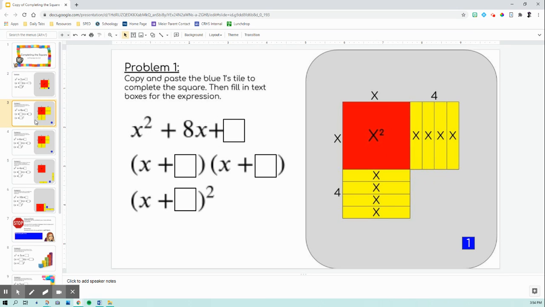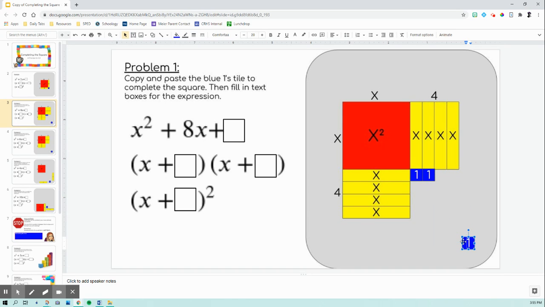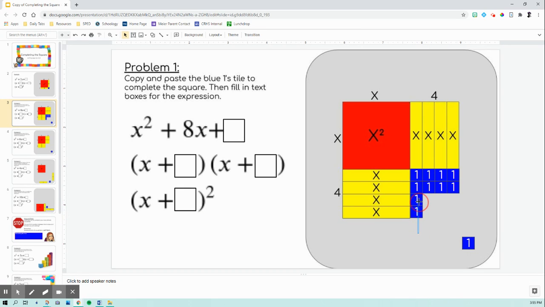Going on to the next slide, here we have a problem set up for us, but we need to finish it out. So we're going to take our blue ones tile, and you can drag these tiles to then finish out your square, or rather complete the square. Let's see if I can grab these. When you're dragging these, they don't have to be perfect, but we do want to get the general idea that we are kind of building out this square. So I'm going to use copy and paste to help me out a little bit.